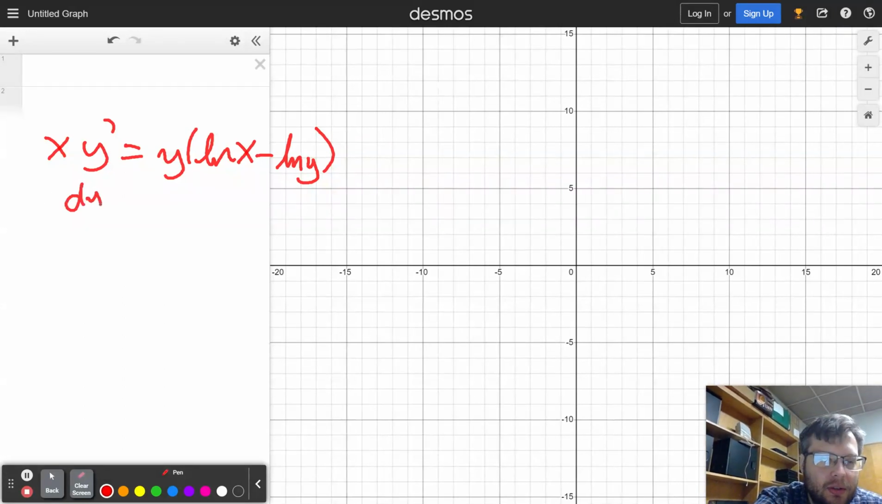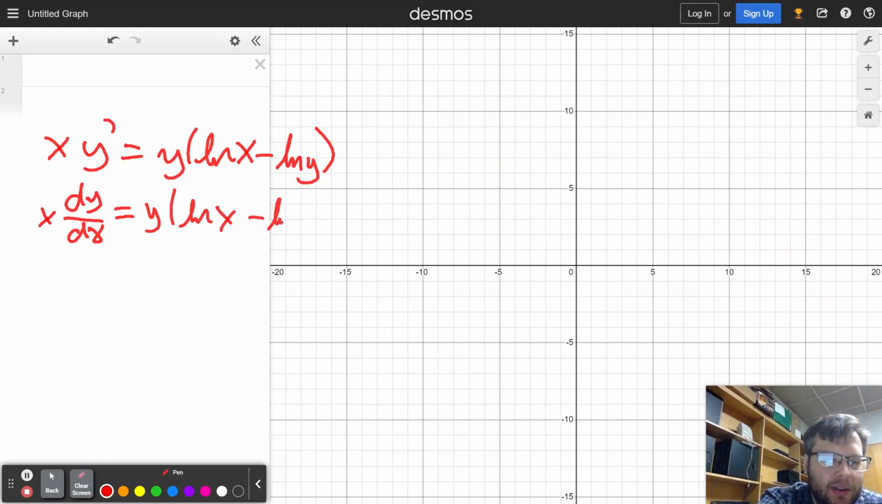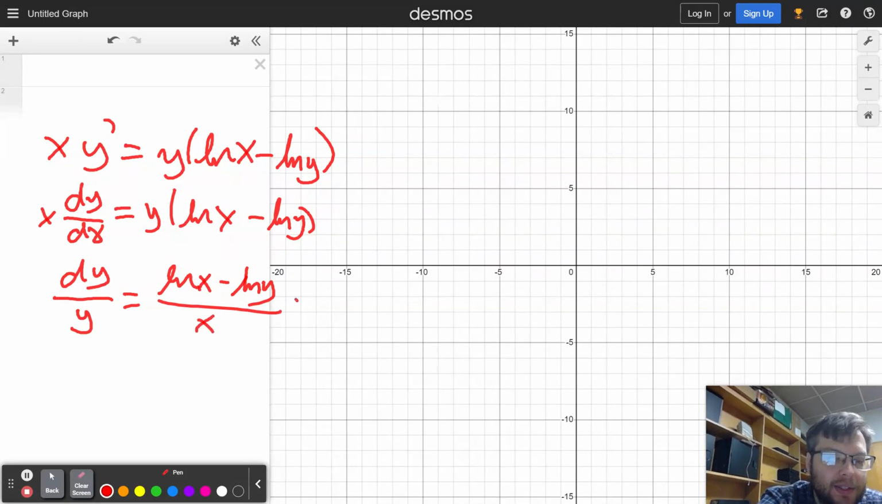The best you could do is rewriting y prime as dy dx, and then dividing by your y value, and also dividing by your x value. So that would look like this. dy over y equals natural log of x minus natural log of y over x dx. And that's pretty darn close. We just can't quite get the natural log of y to pop over on the left side without it being entangled with an x term as well.